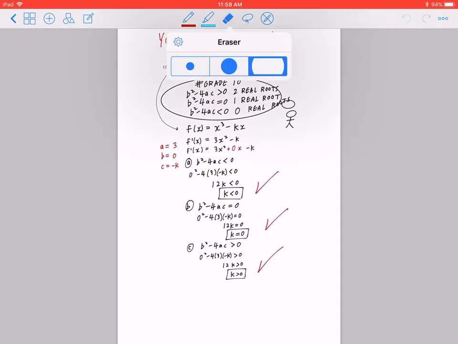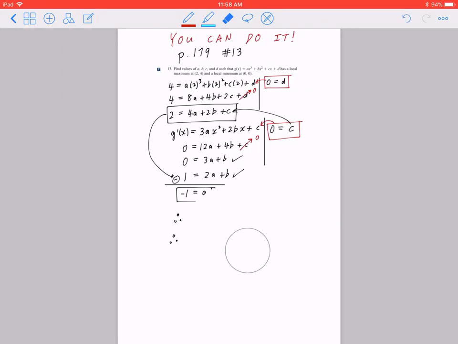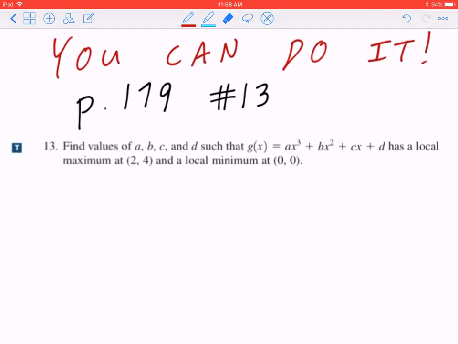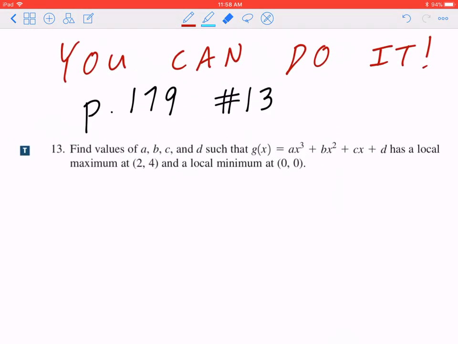So, let's try this. Again, it is a thinking question. If you want to read it, press pause. Try this for 5 minutes first. I'll be right here. And when you press play, I will continue.